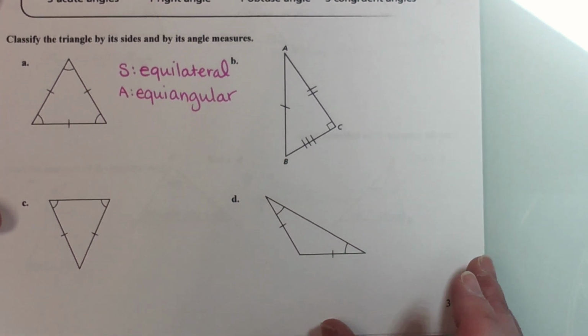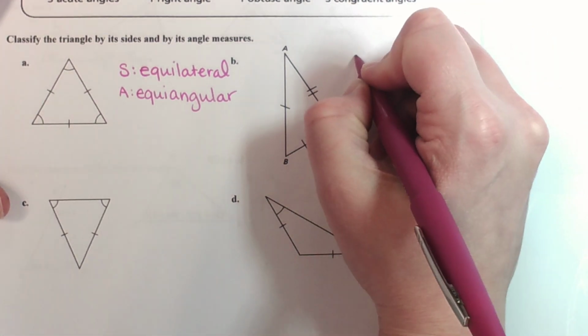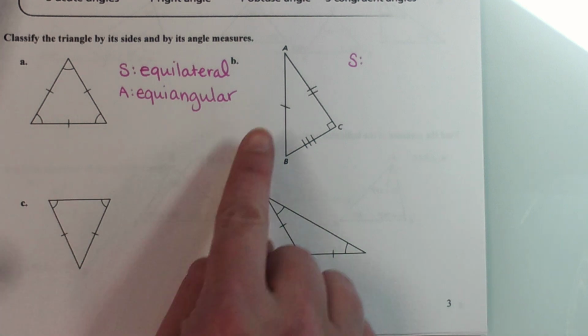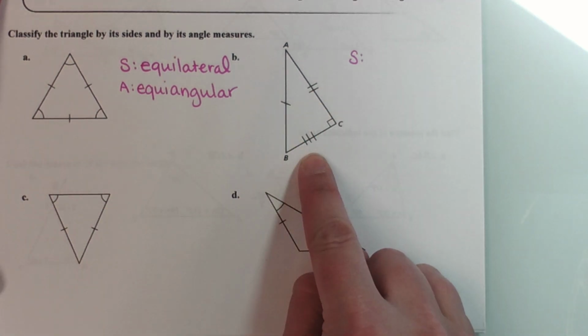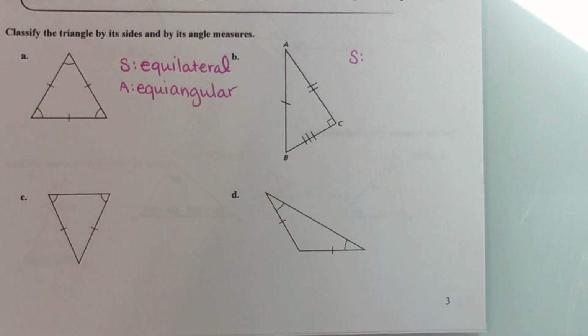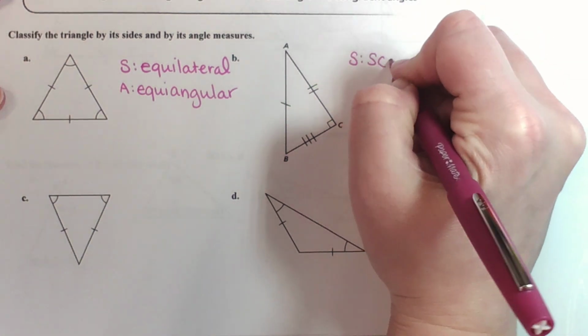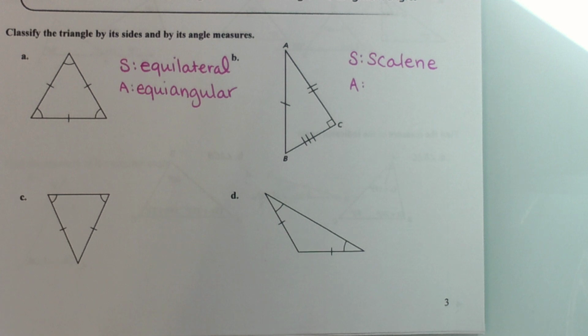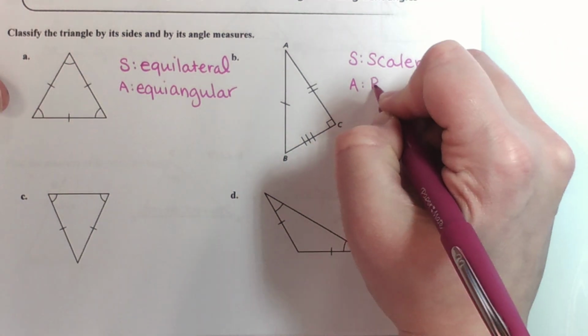Okay. Question B. How many sides are congruent in this triangle? None of them. 1 tick mark, 2 tick marks, 3 tick marks, indicating they're all different. No congruent sides? Scalene. Angles. There's a right angle, therefore it is a right triangle.